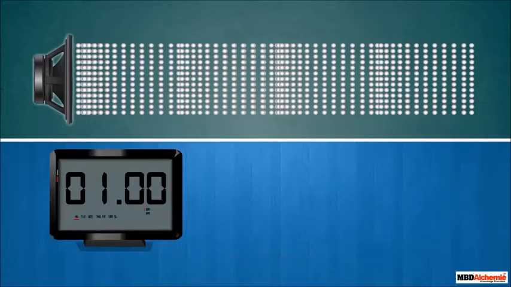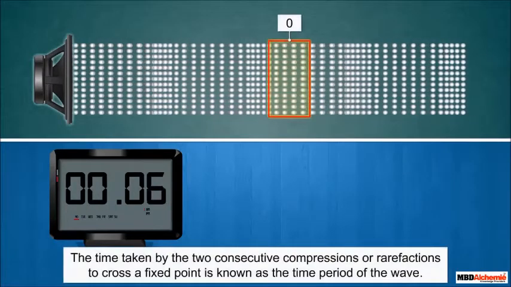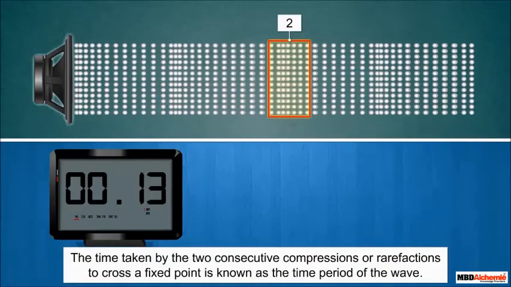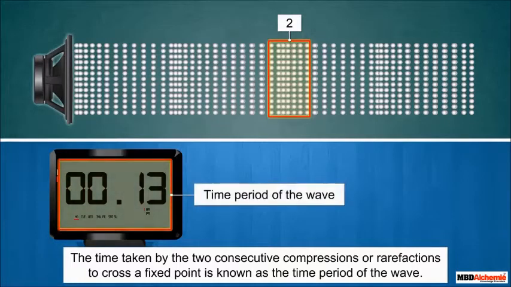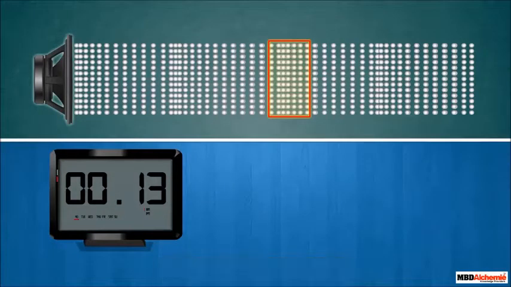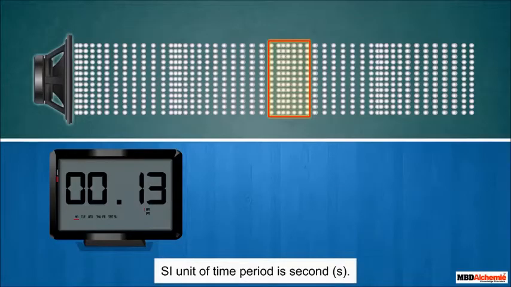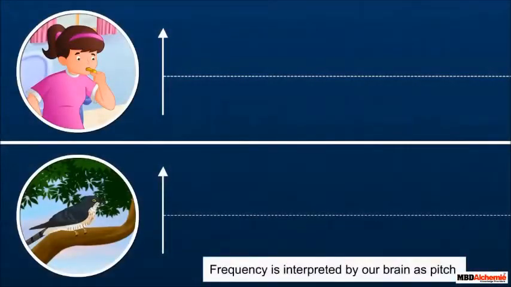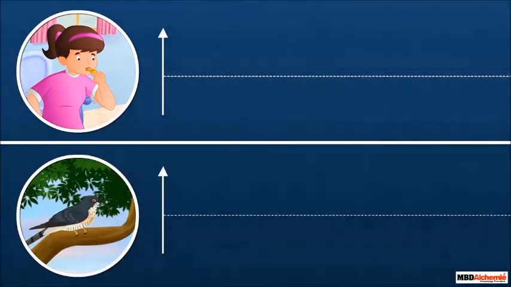Once we know the frequency, we can also get to know the time taken for one complete oscillation in the medium. That is, the time taken by 2 consecutive compressions or rarefactions to cross a fixed point. This is known as the time period T of the wave and is given as T equals 1 upon frequency F. Its unit is second, s. Frequency is interpreted by our brain as pitch. It is the pitch that makes us differentiate the frequency of 2 sounds.